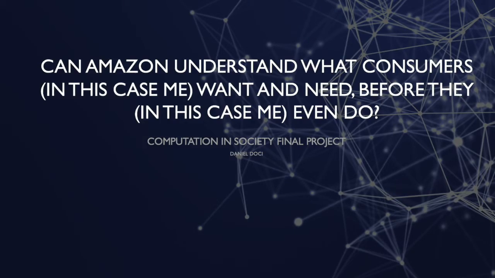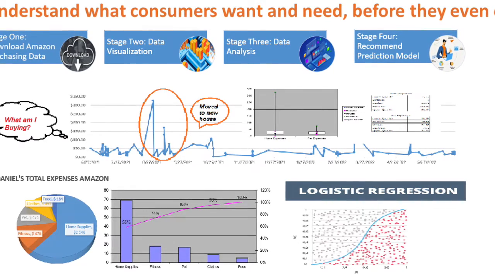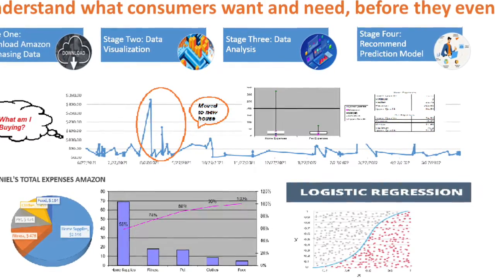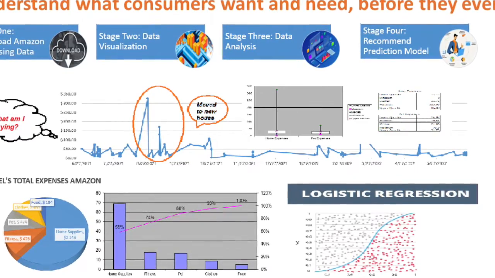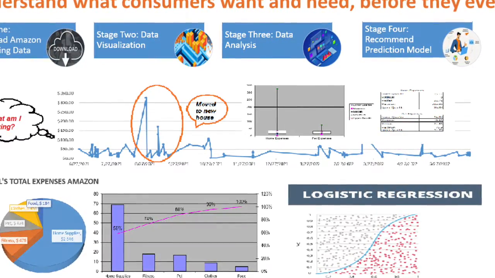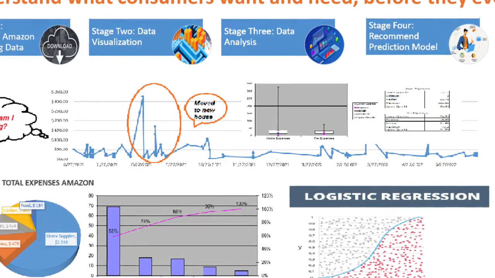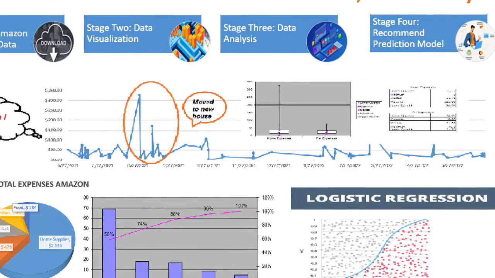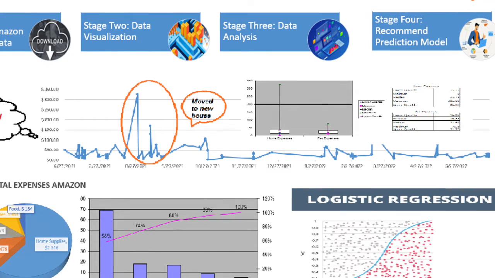So this project really had 4 stages. Stage 1 was downloading the Amazon purchases over the last 2 years. Stage 2 was data visualization using many data analytics tools, including histograms, Pareto charts, scatter plots, box and whisker, spider graphs, and pie charts. Stage 3 was data analysis and discovering patterns within the data. And lastly, stage 4 was model recommendation to predict what consumers want and need before they even know.